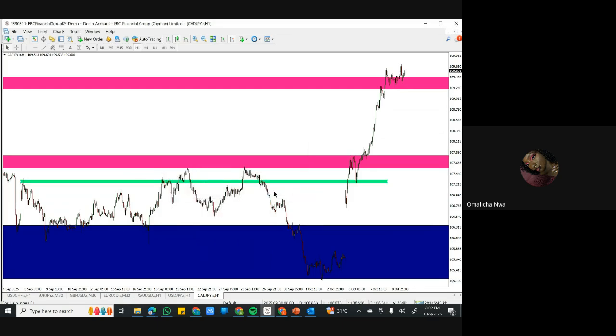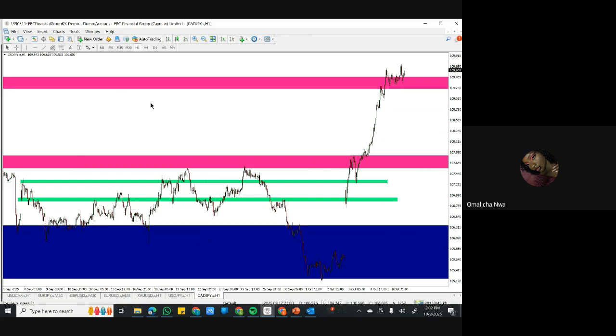Okay, so now you can see this one, right? There is a green resistance and support level there, right? Let's take this one. Let's get in here. You can see that there is a green resistance and support level here. There's a resistance and support level here, right?